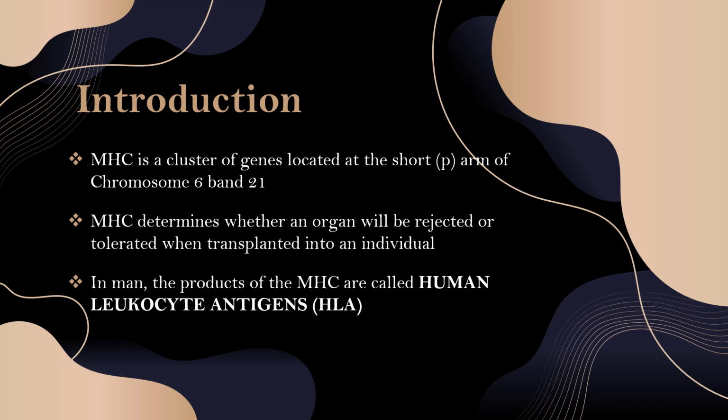So when we say MHC or major histocompatibility complex, this is basically a cluster or a collection of genes that are located at the short arm of the human chromosome 6 on band 21. So in general concept, your MHC determines whether an organ will be rejected or tolerated when transplanted into an individual or to a patient. So in humans, the products of the MHC are called your human leukocyte antigens or the HLA.